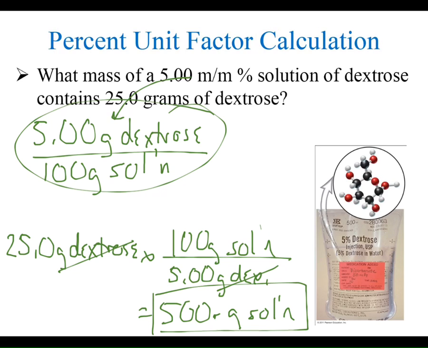Yeah. So there you go. So if you gave a patient 500 grams of solution, you're giving them 25 grams of dextrose. Or if the order was, hey, this patient needs to get 25 grams of dextrose, you would have to give them 500 grams of the solution. Are you with me? Okay.